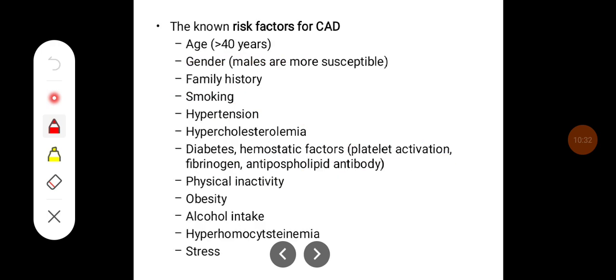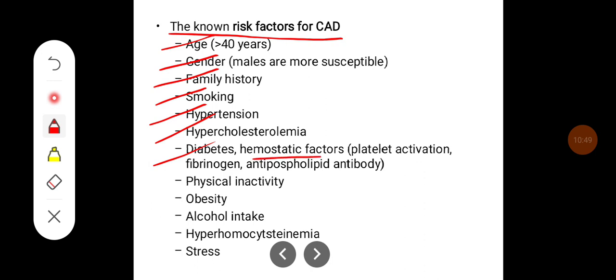Some of the known risk factors for coronary artery disease are age more than 40, males, family history of coronary artery disease, smoking, hypertension, hypercholesterolemia, diabetes, and some of the hemostatic factors. Then reduced physical activity, obesity, alcohol intake, hyperhomocysteinemia, and stress. These are some of the risk factors for coronary artery disease.